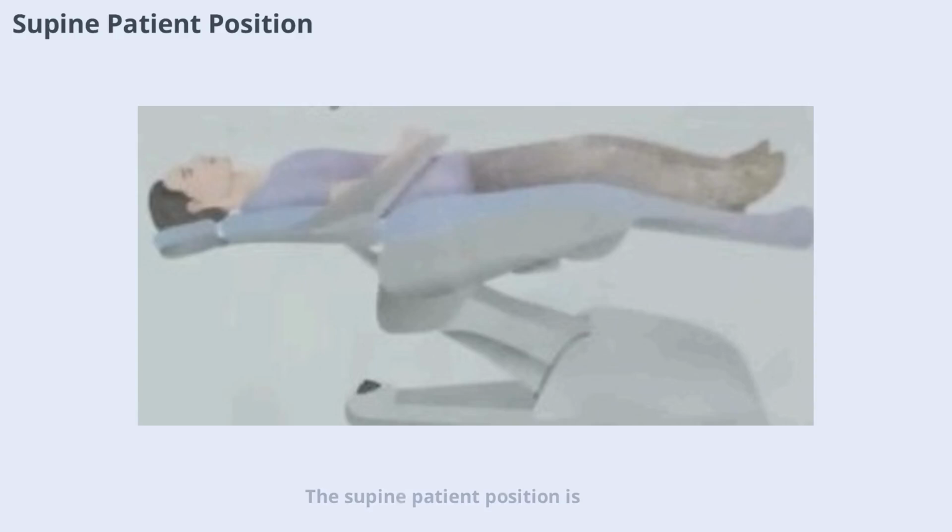The supine patient position is recommended for most periodontal procedures. In this position, the patient lies flat on their back, with the head aligned with the end of the headrest. This allows the clinician to access the oral cavity easily and comfortably. Proper patient positioning is essential for both accessibility and patient comfort, facilitating thorough instrumentation.